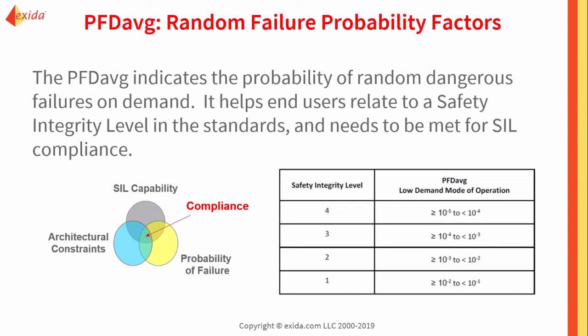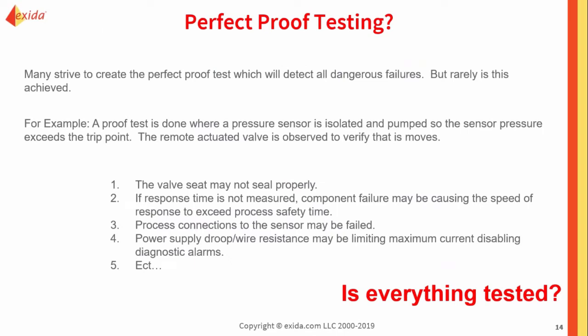To meet full compliance, you need to also consider the SIL capability and the architectural constraints, but the PFD average is one of the 3 main requirements to achieve a safety integrity level. As you know, having that safety integrity level for a SIF is a big deal, and having your proof test coverage and information in that calculation can be a big deal as well. But what does this all mean?